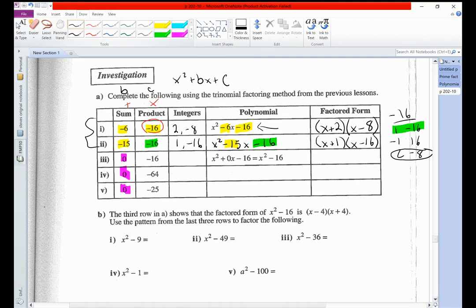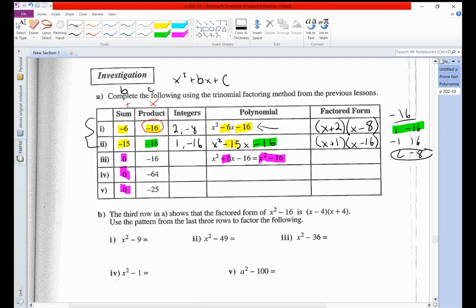So you can see that if we have the sum of 0, when we write our polynomial, that becomes plus 0x in the middle. That middle term is multiplied by 0, so it ends up disappearing. And what we're left with is x squared minus 16. Super weird because it's not a trinomial, or it doesn't have three terms. We're used to looking at a polynomial with three terms and splitting it into the two factors, like we did in the first two examples.